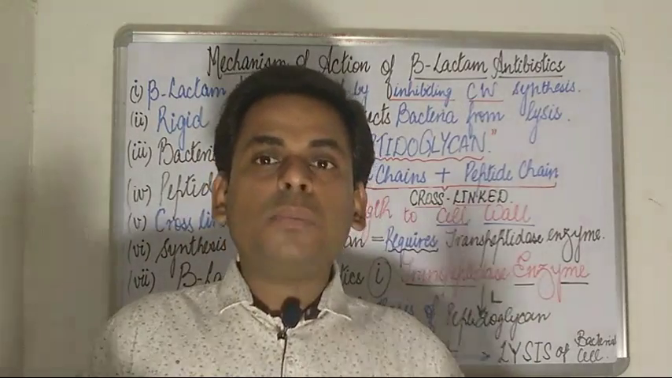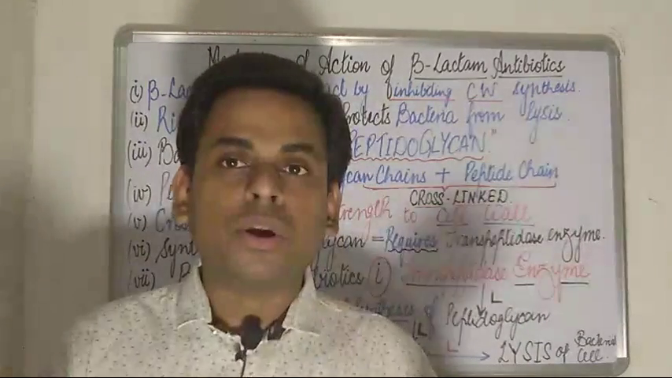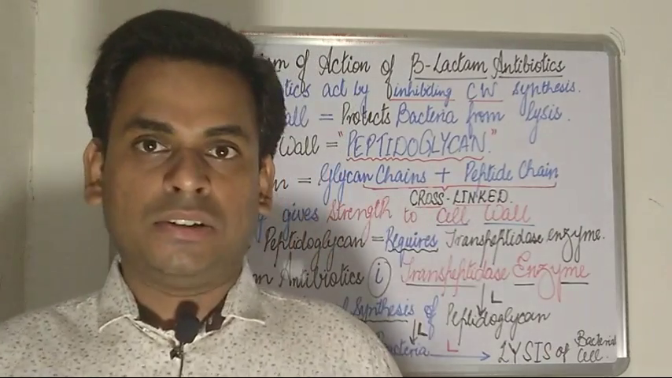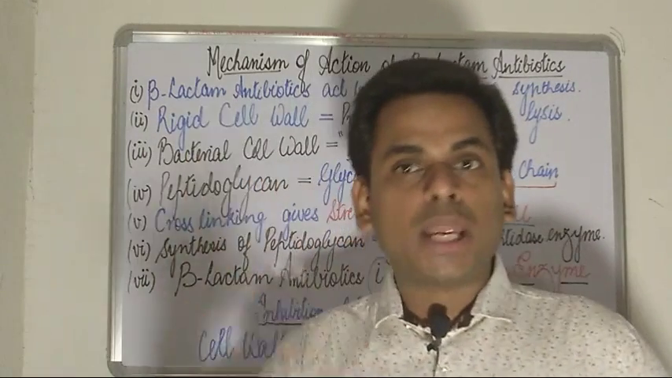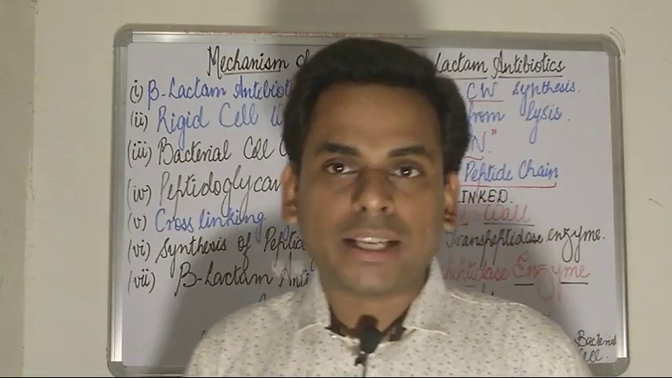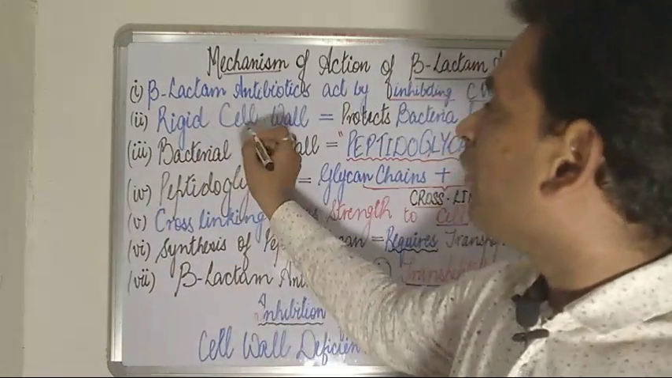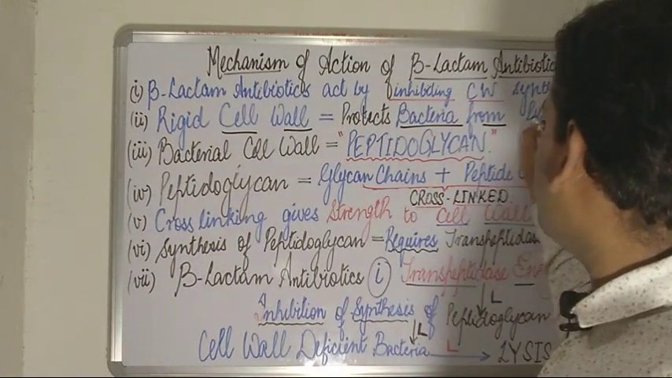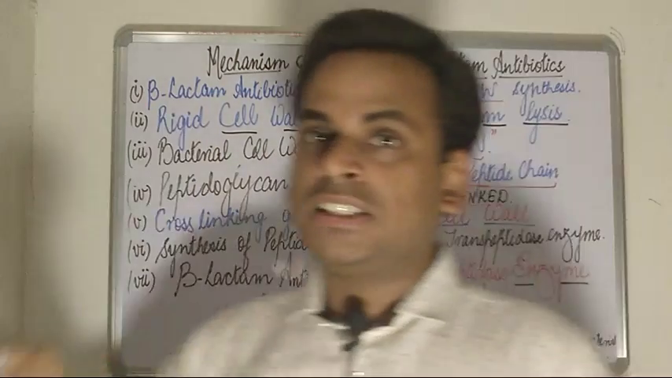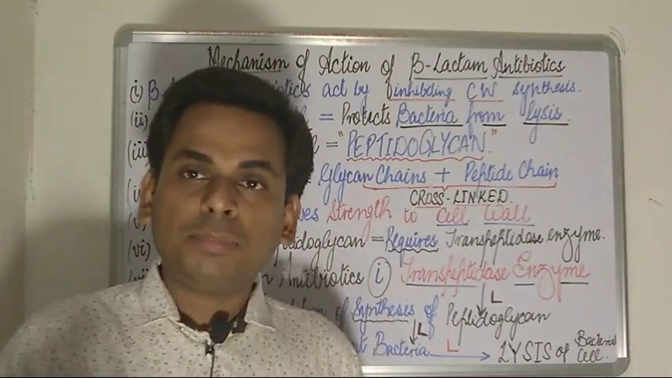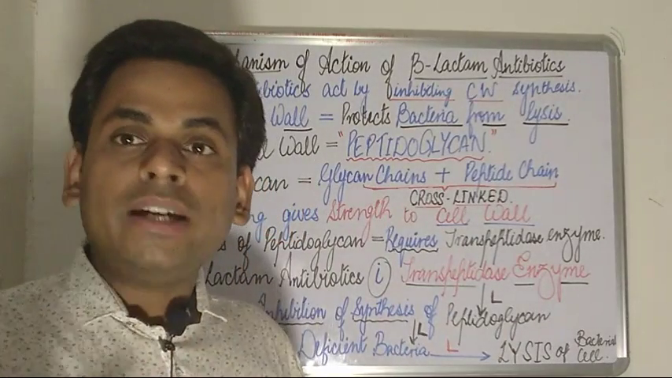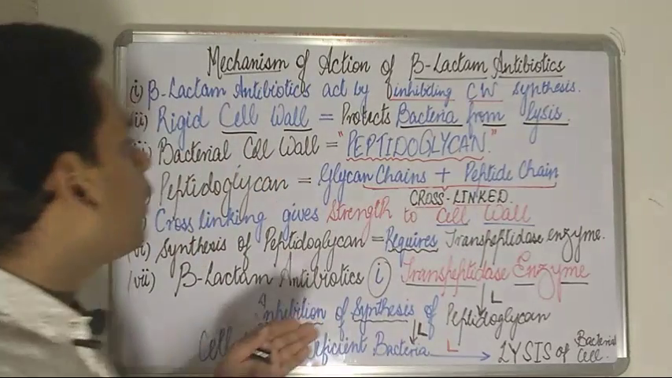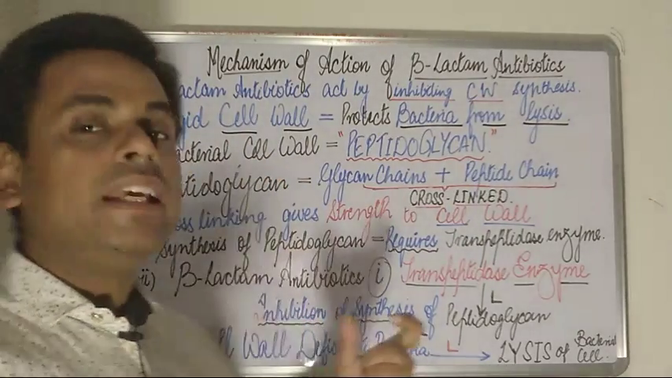As you might know, the cell wall is that structure which imparts rigidity and strength to the cell. The rigidity and the shape of the cell are maintained by the cell wall. A rigid cell wall is responsible for protecting the bacteria from lysis. A rigid cell wall helps the bacterial cell prevent its lysis by any kind of degradation. Moving on to the third point.